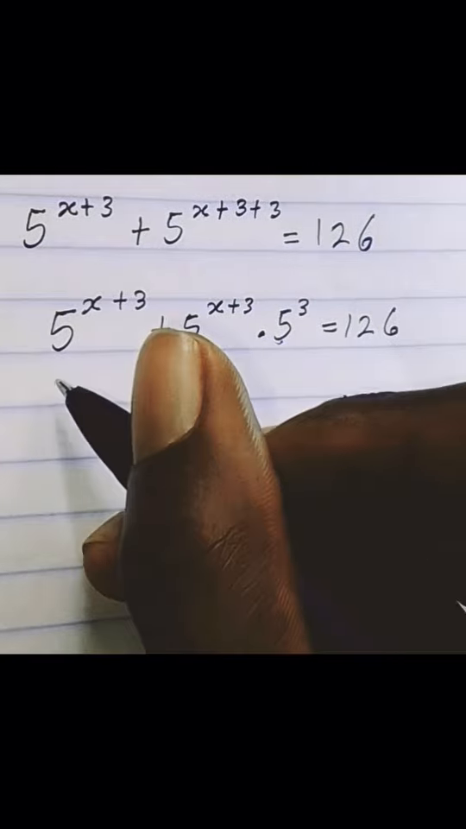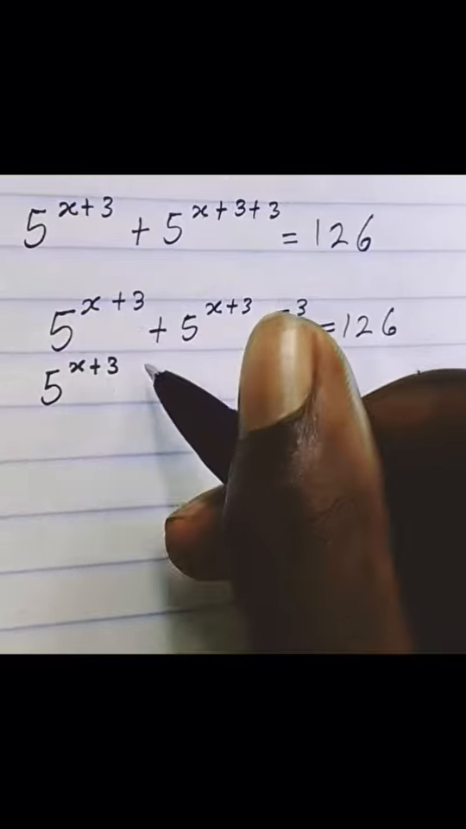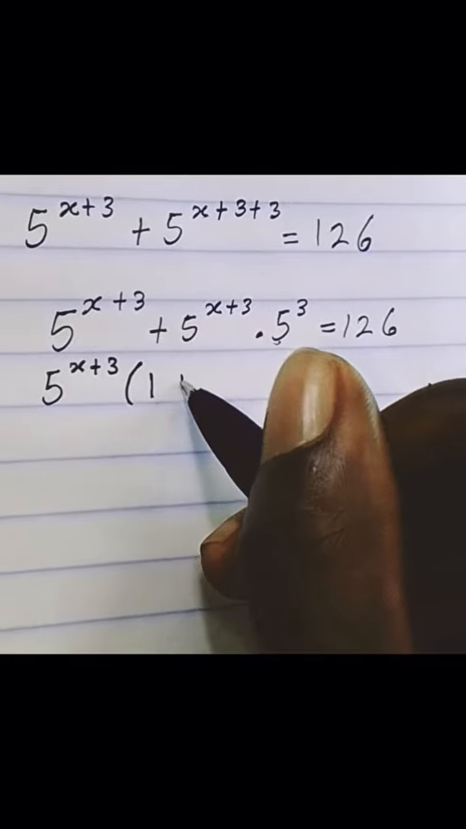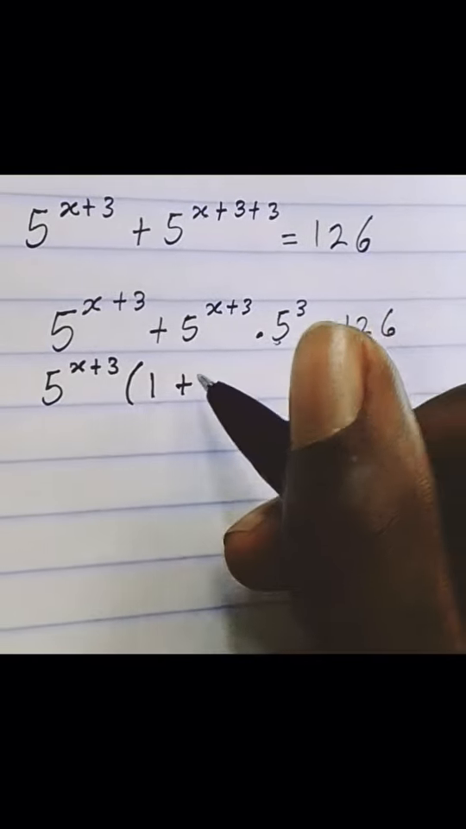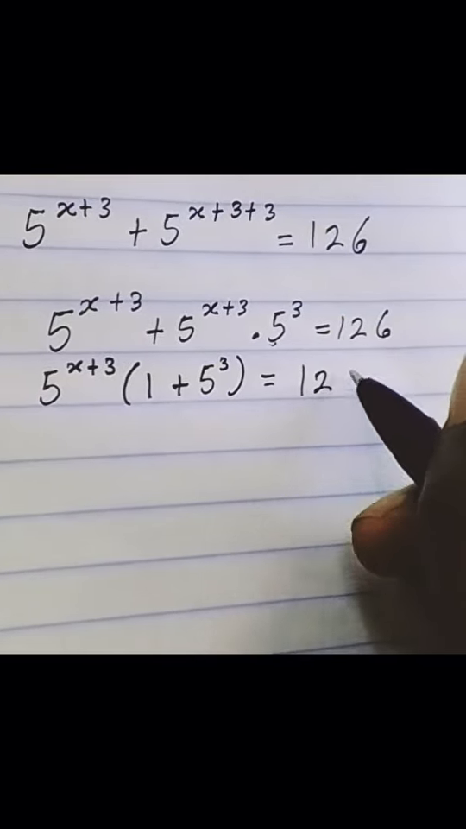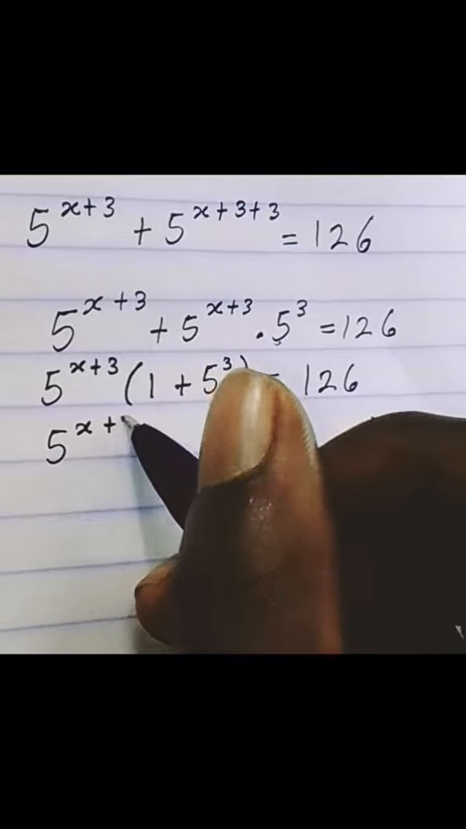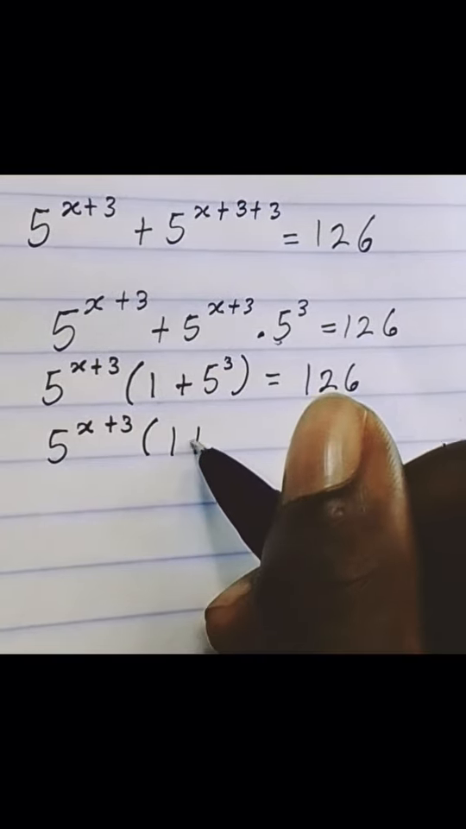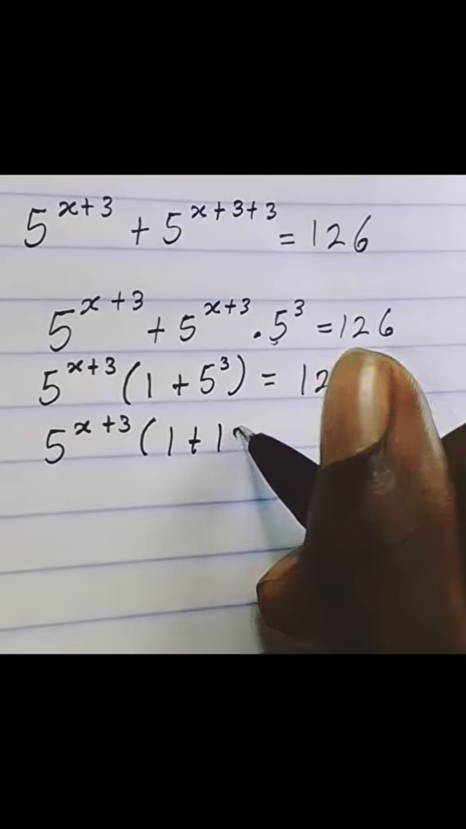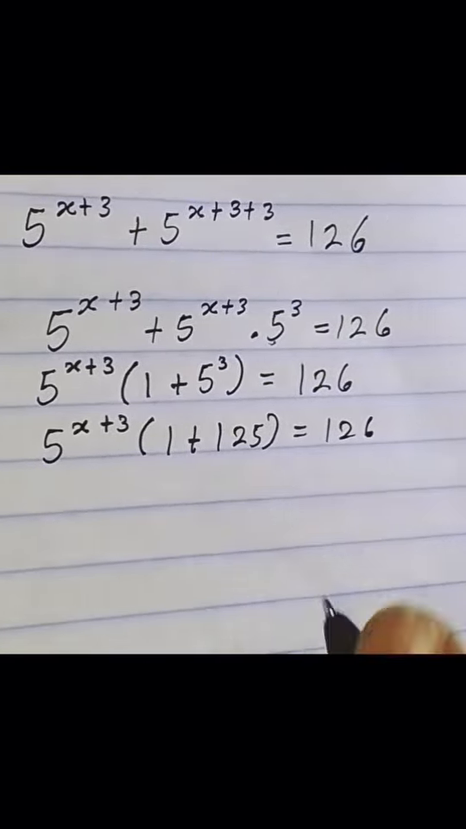Now from here, I have 5 to the power x plus 3, 5 to the power x plus 3. From this part here, I simply factor it out to have 5 to the power x plus 3. From this part, I'm left with 1, and from the other part, I'm left with 5 to the power 3, equal to 126. So I have 5 to the power x plus 3 into a bracket, 1 plus 5 to the power 3, which is 125, equal to 126.